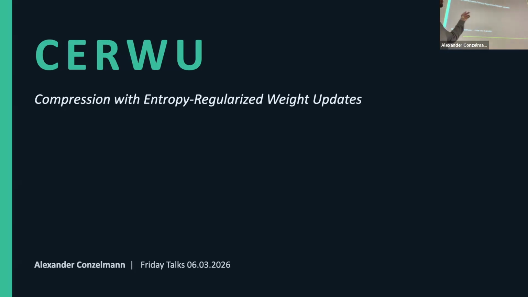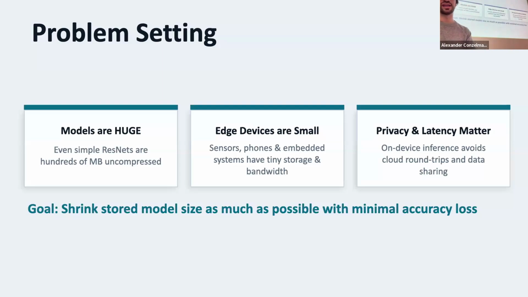So our method is called Servo. This is a very catchy name. Compression with entropy regularized weight updates. And the problem setting that we want to solve is of course that models are huge. Even the simple ResNets are hundreds of megabytes uncompressed. At the time when I was working, these 1 billion models were already huge. Now it's 120 billion, so it's only getting bigger.